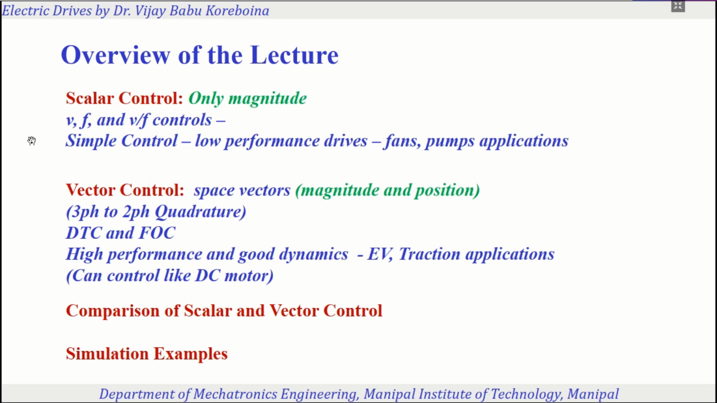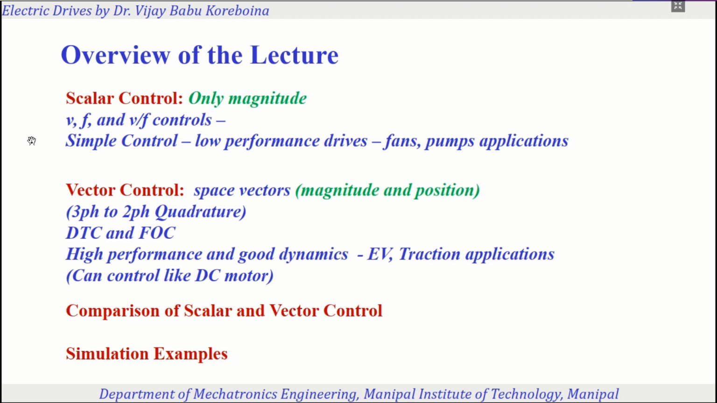On a concluding note, let's have an overview of the lecture. We have discussed scalar and vector control of induction motor drive. We understood what is meant by scalar control: it is related only to magnitude control of variables. We have seen what is voltage control, frequency control, and V/F control. Scalar control is simple and suitable for low performance drives such as fans and pumps. It is not suitable for very high performance drives, and the dynamics are very sluggish. That's what we have seen.